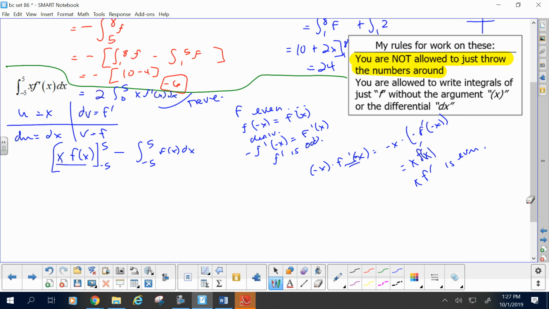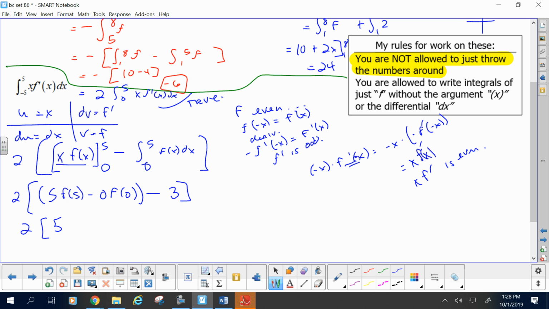So it is the case that this is even, that x f prime is even. So if you said this is the same as double from 0 to 5, then that is true. That actually makes the rest of it a little easier. This part would be 5 f at 5 minus 0 f at 0. I think they give you that somewhere, it's 3 or something like that, is that right? Okay, so this is 2 times, what is that, the 5? 2?